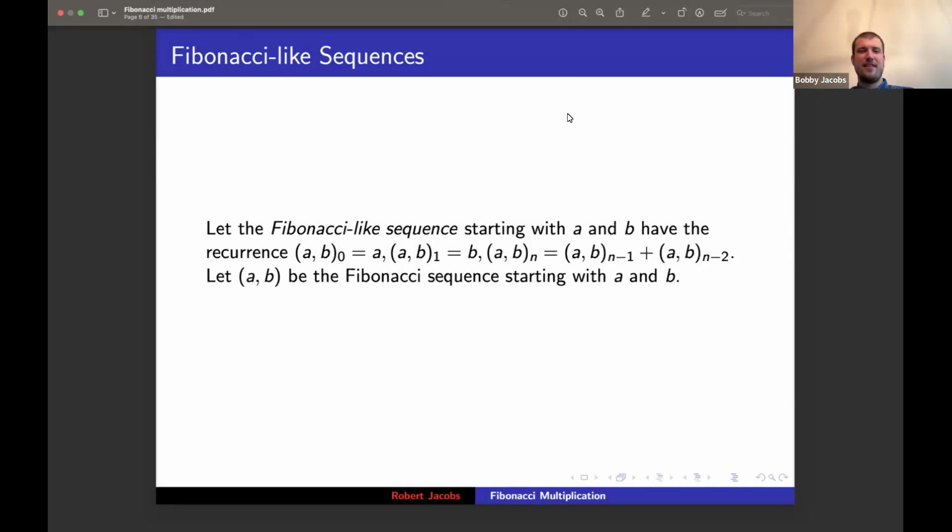So we can generalize this by creating Fibonacci-like sequences. We're going to let the Fibonacci-like sequence starting with A and B be denoted in parentheses A comma B. So the Fibonacci-like sequence starting with A and B has the recurrence: (A,B)0 is A, (A,B)1 is B, and (A,B)n is (A,B)n minus 1 plus (A,B)n minus 2.